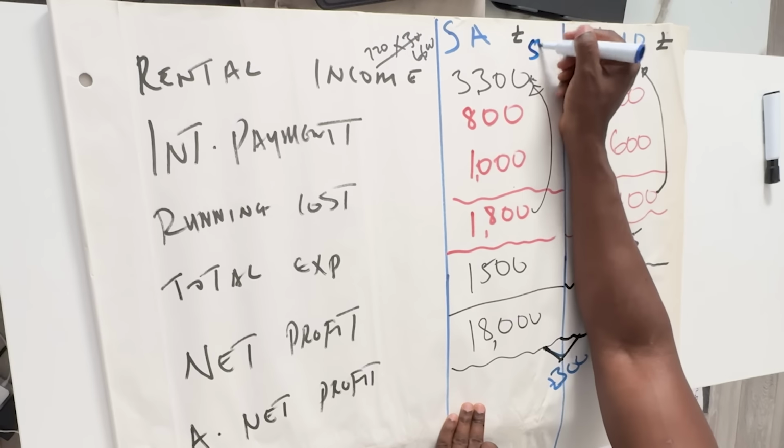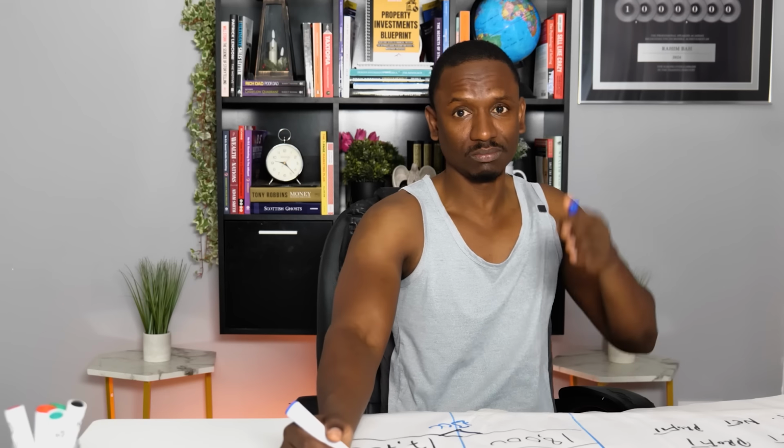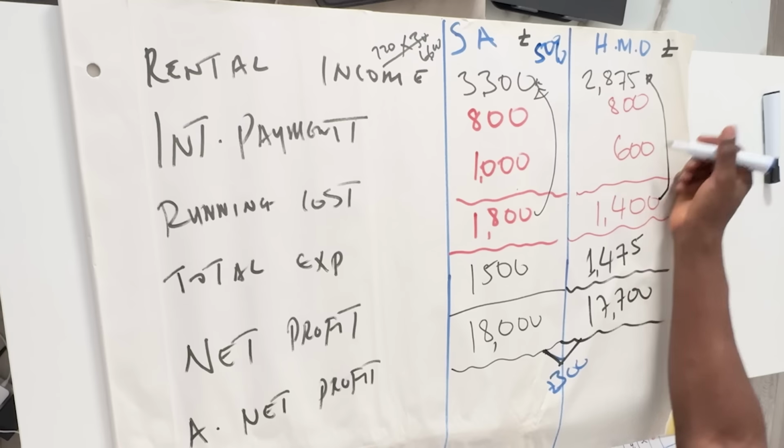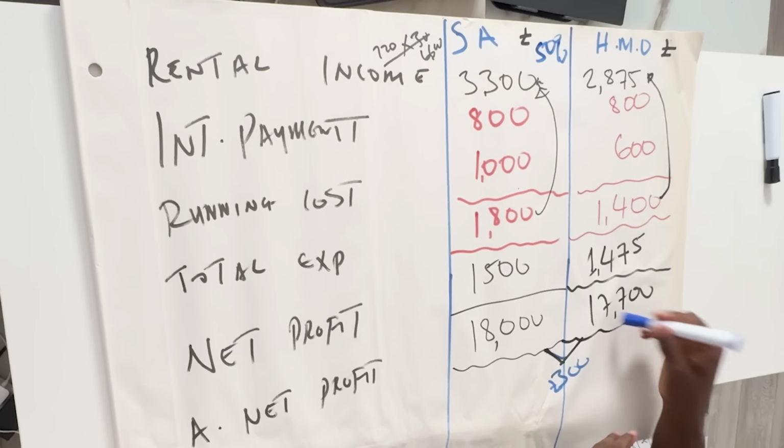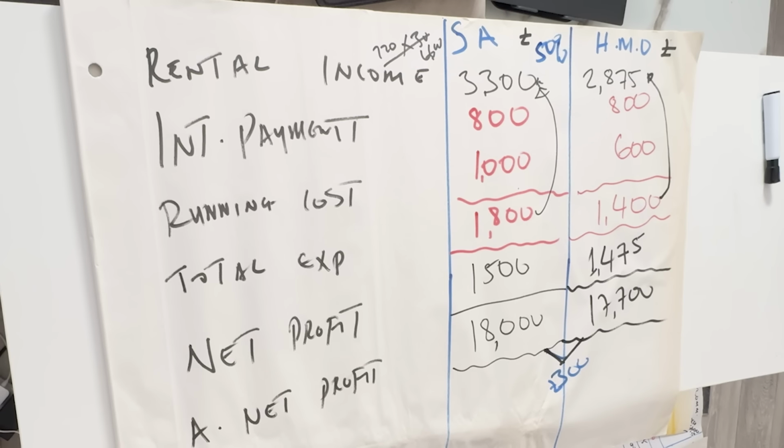If you rent the property as a serviced accommodation on 50% occupancy rate, as you know, we did 50% of the month. And then as a HMO, there's no occupancy rate there. This is the money they pay you every single month in order to generate that 17,700.